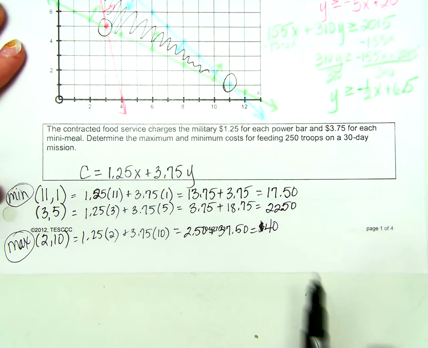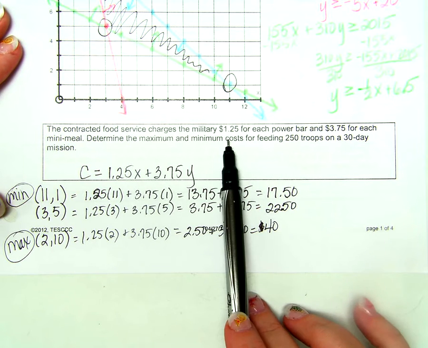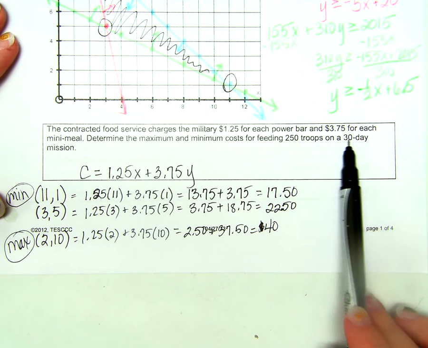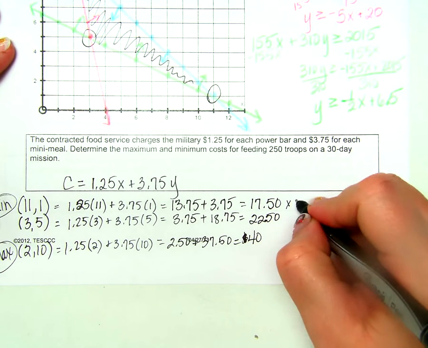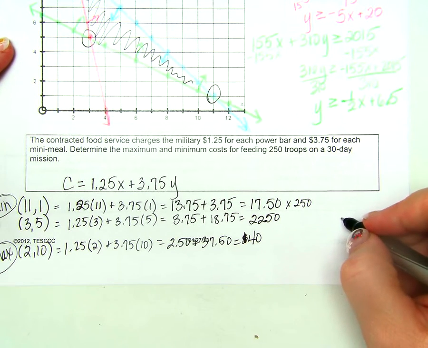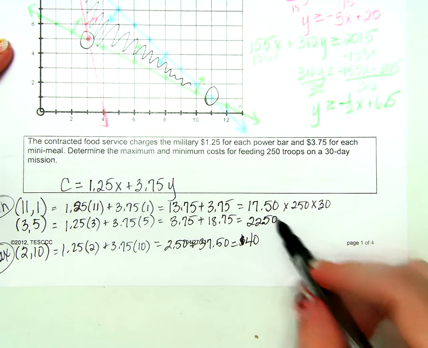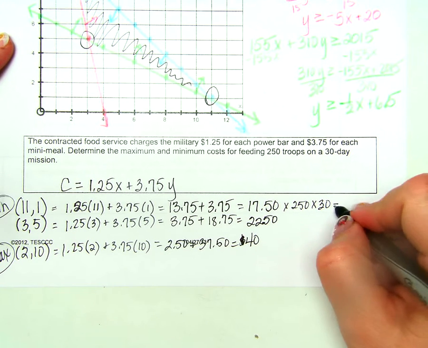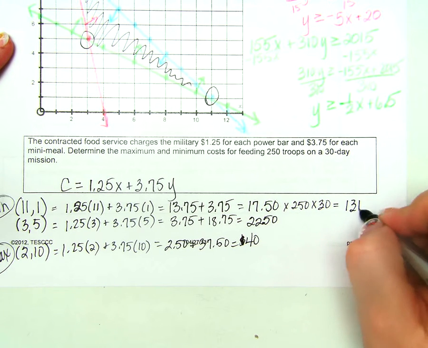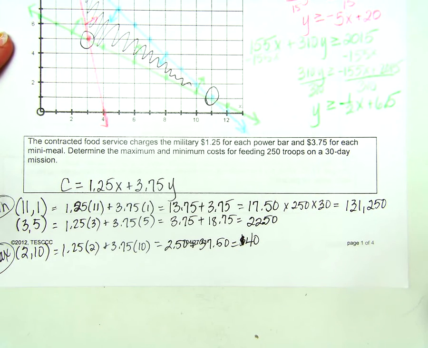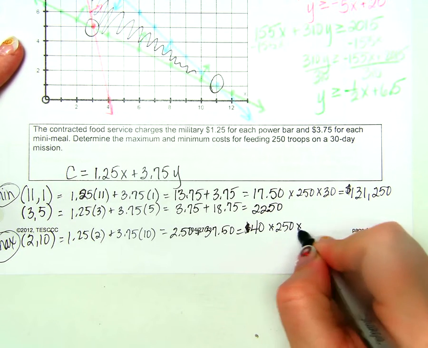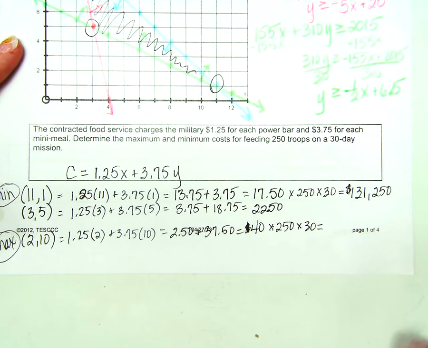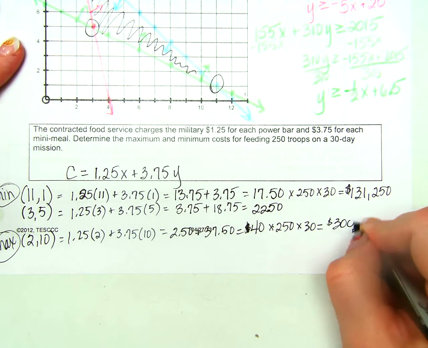But it doesn't just ask me to find the maximum and minimum. It says find the maximum and minimum if we're feeding 250 troops for 30 days. So what do I have to do with this 1750? Multiply by 250 and then by 30. What is 1750 times 250 times 30? 131,250 what? Dollars. Times 250 times 30. 4000 times 250 times 30. $300,000.